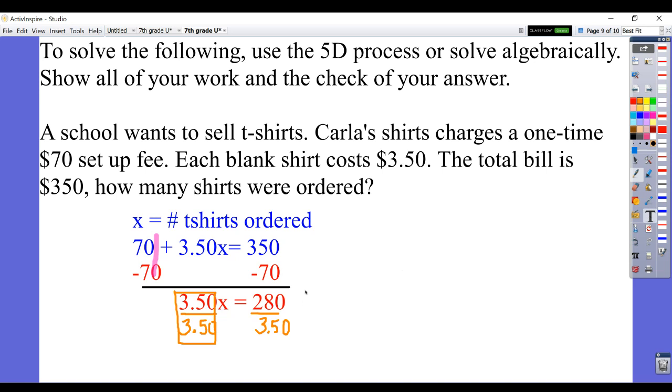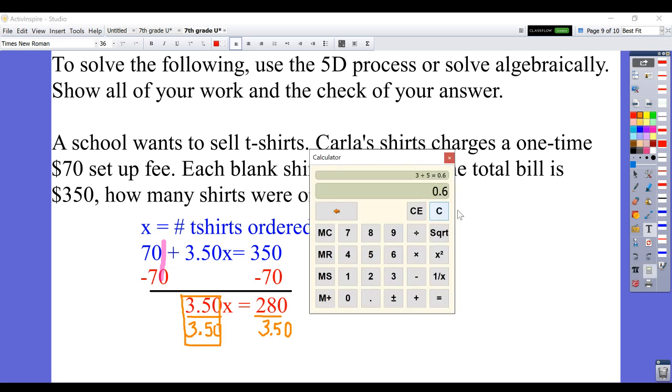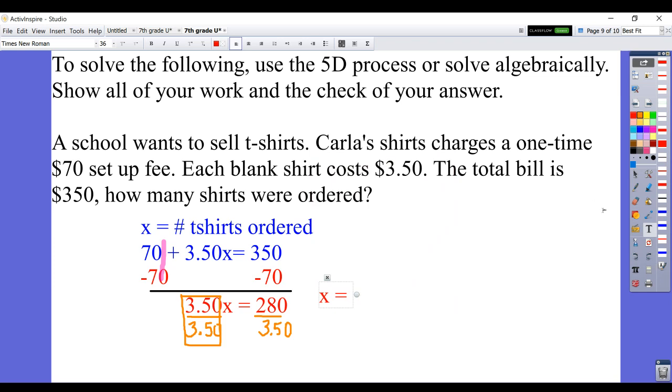All right, so when I do that, 350 divided by 350, of course, is just x, or 1x. And then 280 divided by 350, or $3.50, is 80. So x equals 80 t-shirts. All right, so that would be my solving.